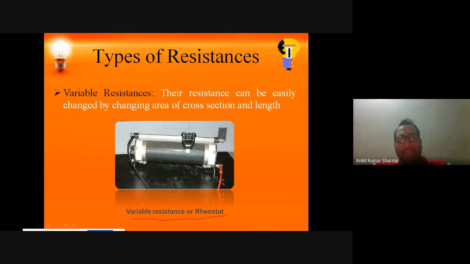As the name indicates, the resistance of a variable resistor can be easily changed by changing the area of cross section and length. By changing the cross-sectional area and length, I can also control the value of the resistance. That's why it's called variable resistance, because we can easily change it by changing the area of cross section and the length.